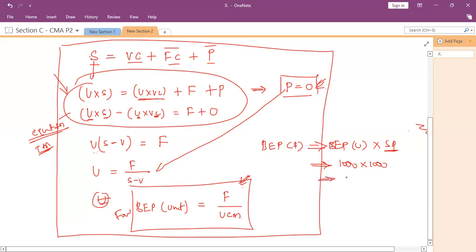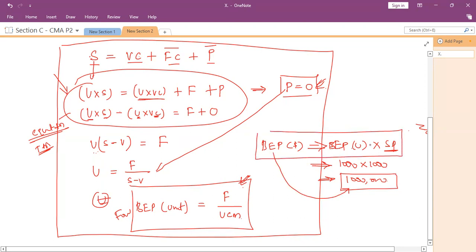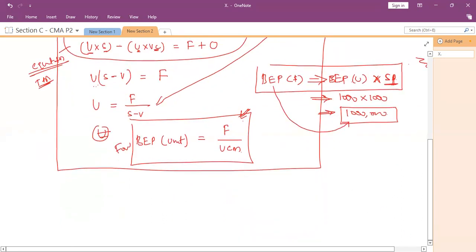What is your total revenue? What is your total break-even sales in dollars? 1 million. So break-even sales in dollars is nothing but break-even point in units multiplied with selling price. Or break-even point in dollars is equal to, I have told you, break-even point in units, nothing but fixed cost by unit contribution margin, multiplied with this selling price.